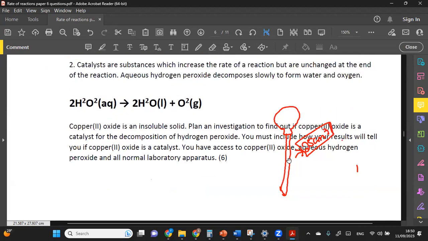Now, this is another type of question that you guys are going to see in your past papers quite a lot. Catalysts are substances that increase the rate of reaction.